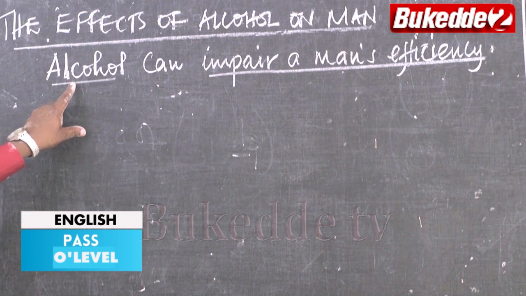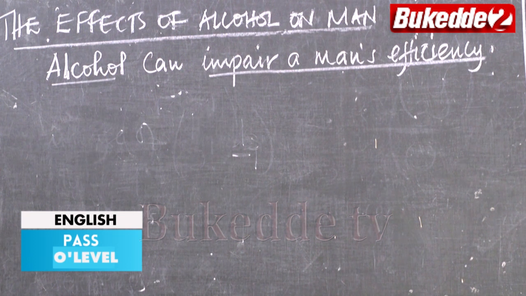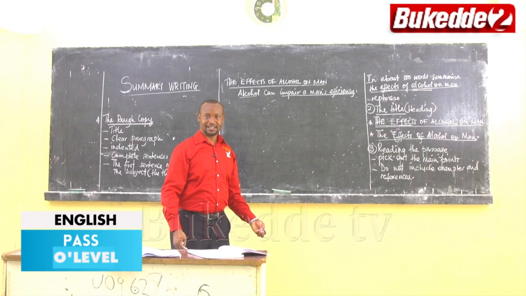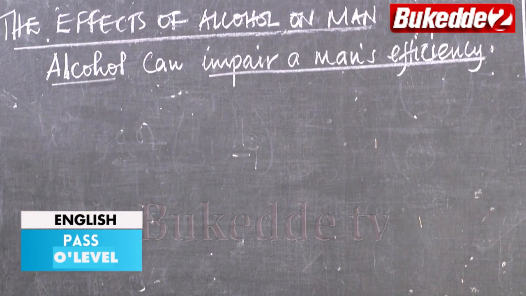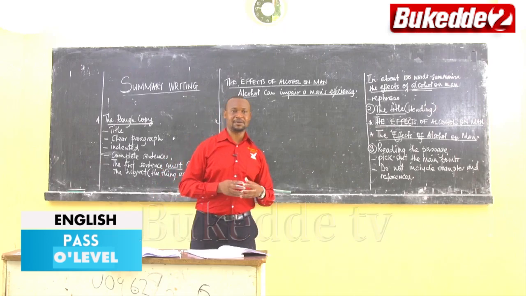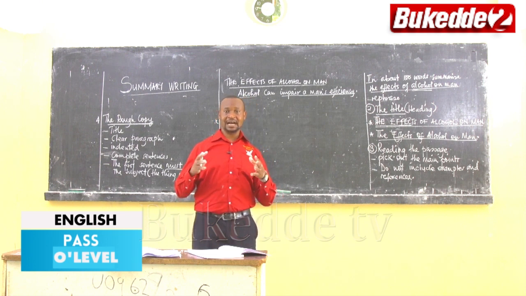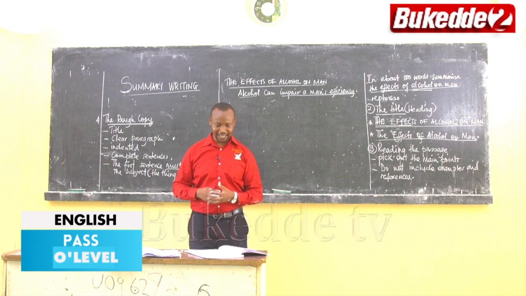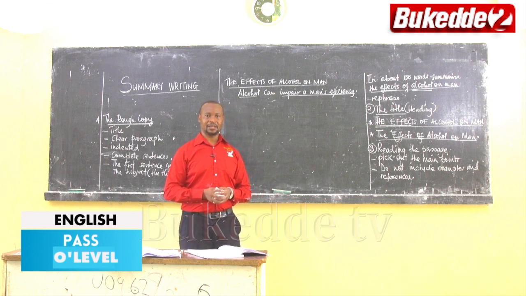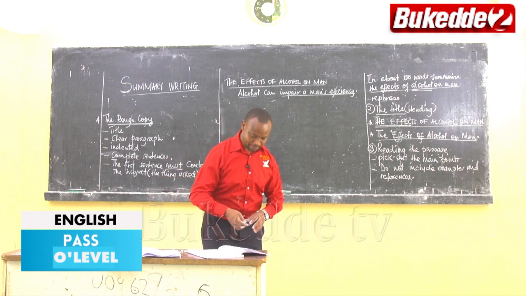Never introduce your summary with an empty statement. Empty statement means it doesn't mention any point in the summary. You're not answering the question. So make sure that the beginning sentence answers the question. What is that thing that has been asked for? What have I been asked to do in this summary? I'm going to look for the effects of alcohol. So you begin with the effect. One of the effects of alcohol is it can impair a man's efficiency. You have mentioned the point, then you can add other points.